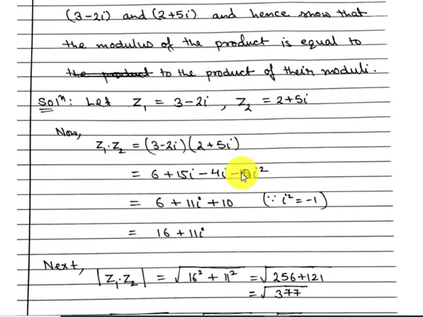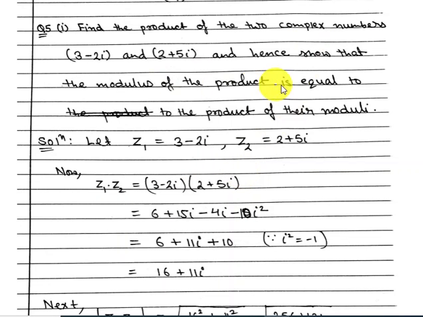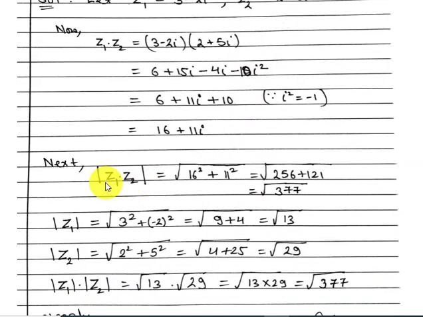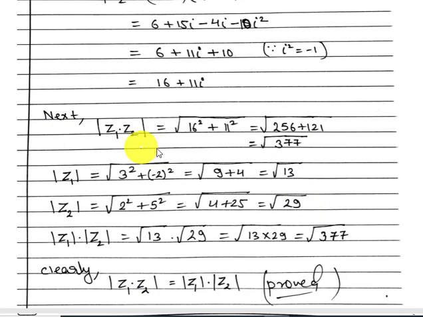Next they are saying that show that modulus of the product is equal to the product of their moduli. Okay, so let's find the modulus of this product. So modulus of this product, okay, clearly this is a plus ib form. Yes, so modulus of this means square root of a square plus b square. Okay, so calculate, you will get square root of 377.